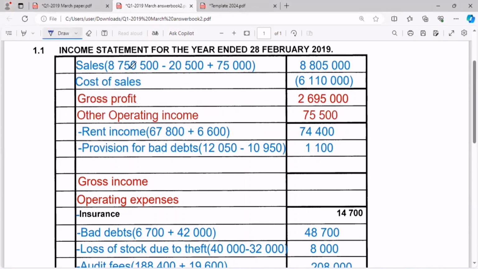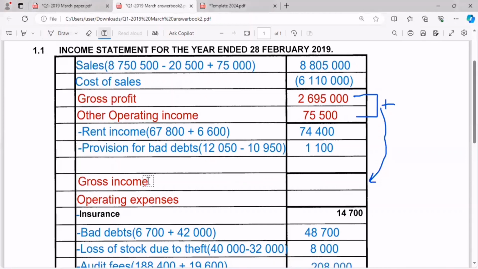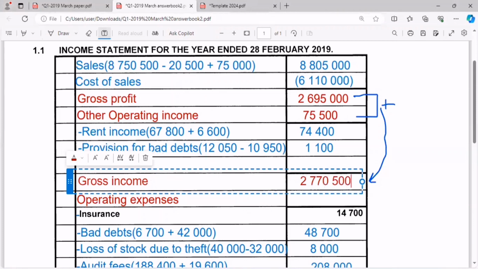And guys, when we add the gross profit and other operating income, we will get the gross income. So we will get this one: 2,695,000 plus 75,500. So the gross income is 2,770,500.